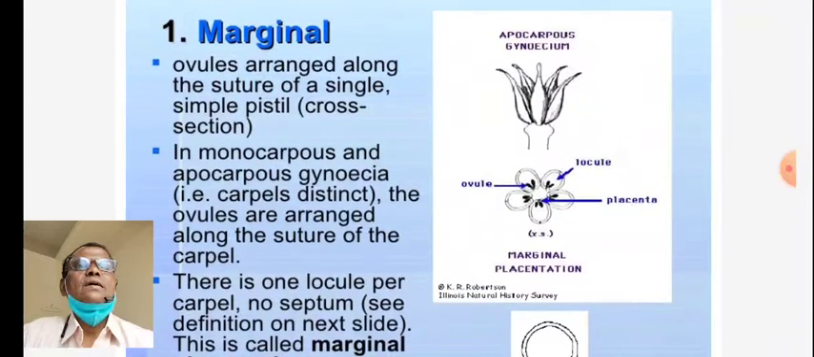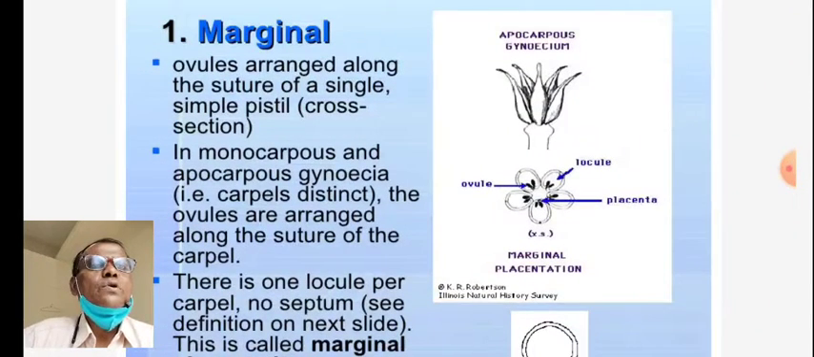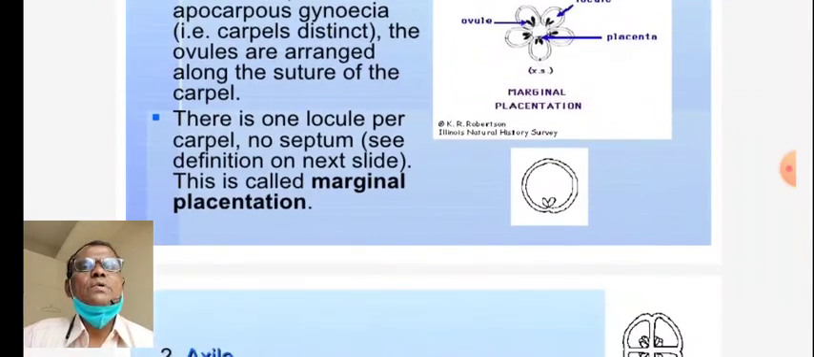Then again I have added some separate photographs. So marginal placentation: you see how the carpels are there, and there is a monocarpous condition, a single carpel, right? And generally the septum is absent. You see there are the locules, ovules and the placenta in marginal, so they are at the margin.